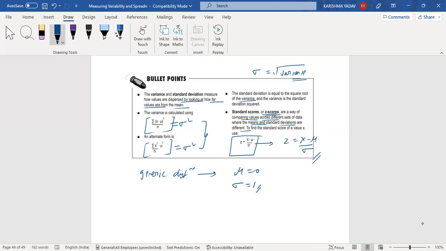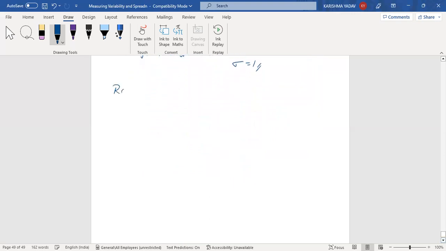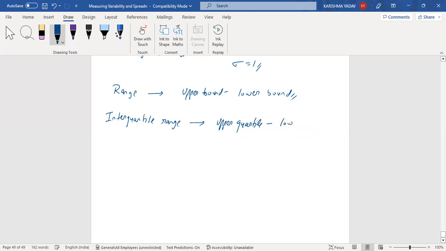So till now, in variability and spread, the first topic is range, and we calculate it as upper bound minus lower bound. The second thing is the interquartile range, which is the upper quartile minus the lower quartile. And what is the formula for the standard deviation?